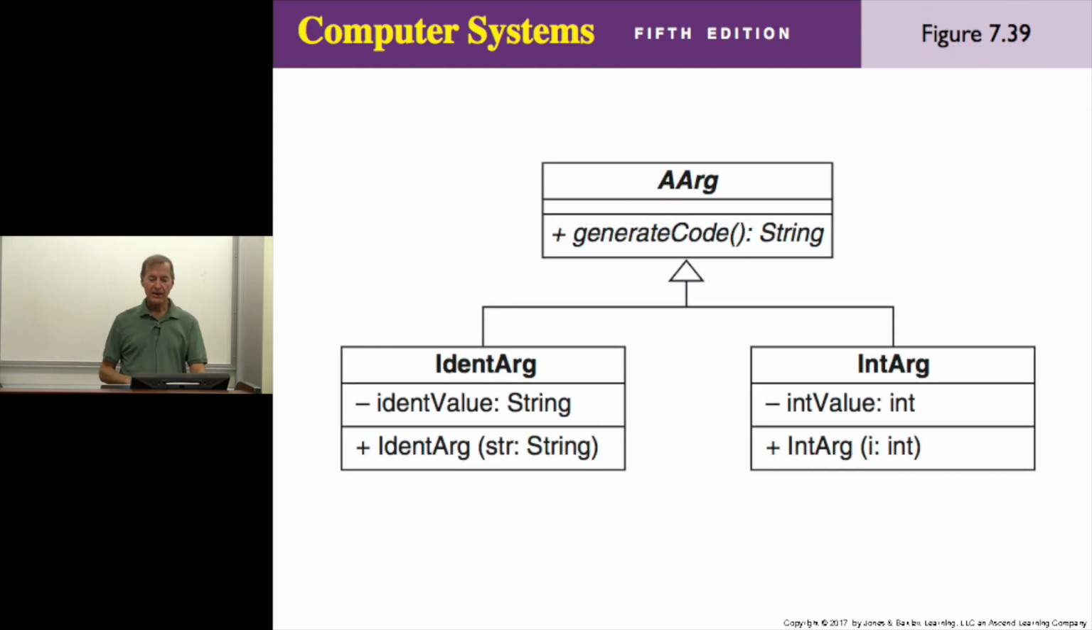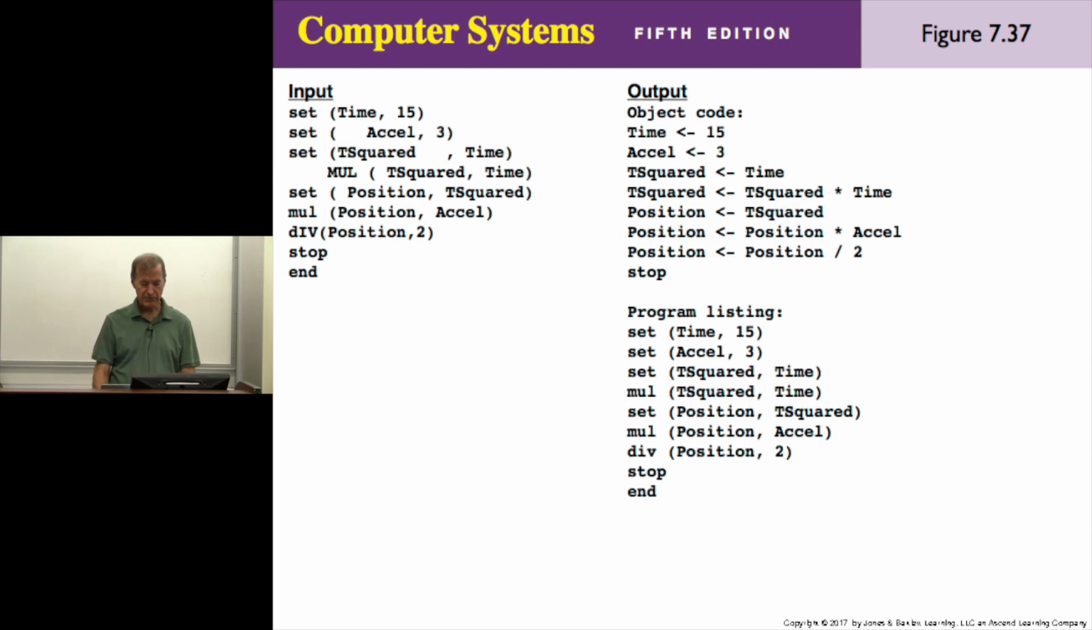Okay. Now, in figure 7.39, we have the UML class diagram for what is called an abstract argument, all right? And this abstract argument, what does this correspond to? Well, let's go back to our app in figure 7.37. You see, let's take a look in the program listing.